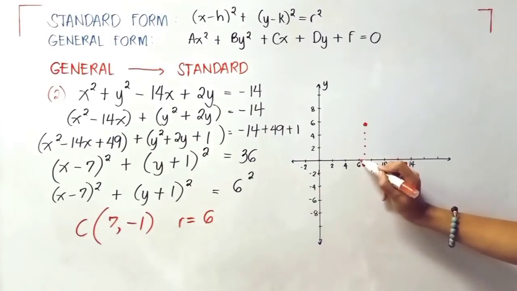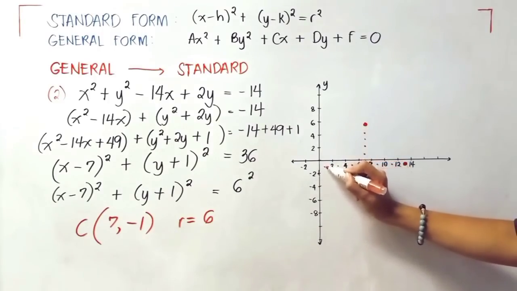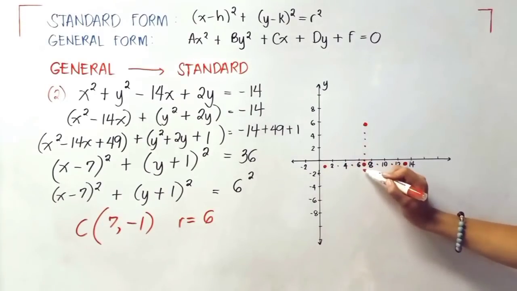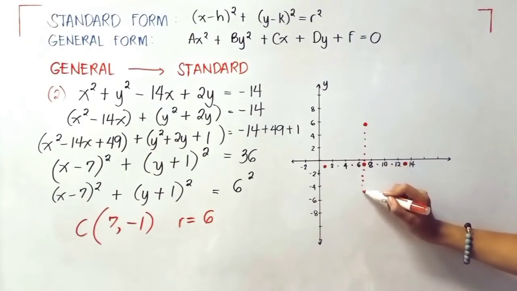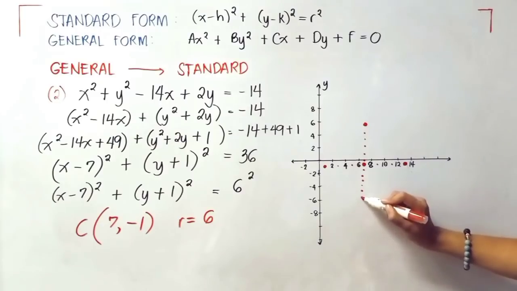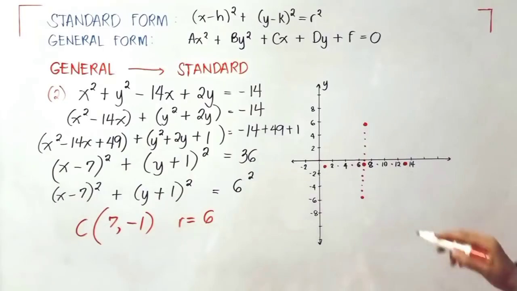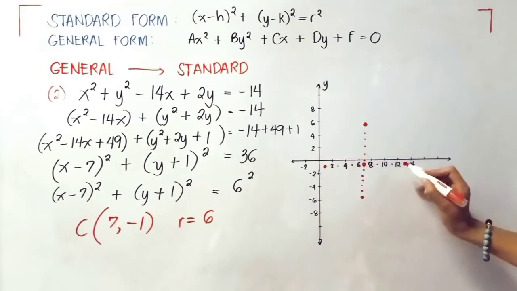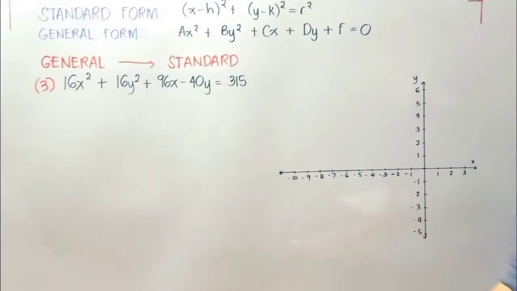And then 1, 2, 3, 4, 5, 6. So that's (1, negative 1). And 1, 2, 3, 4, 5, 6. That is (7, negative 7). Now all these points are points of the circle, so we'll use them. And here's our circle. We'll now proceed to problem 3.